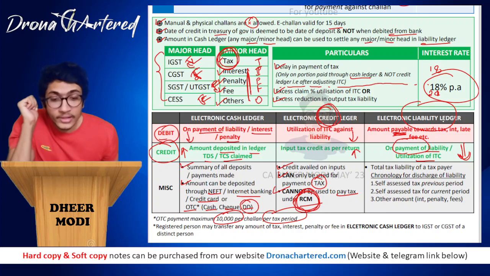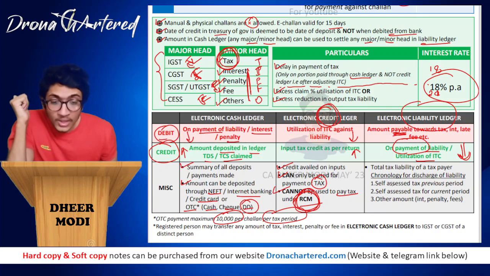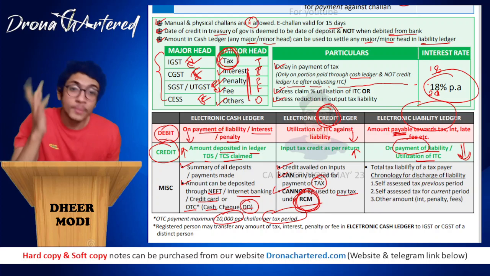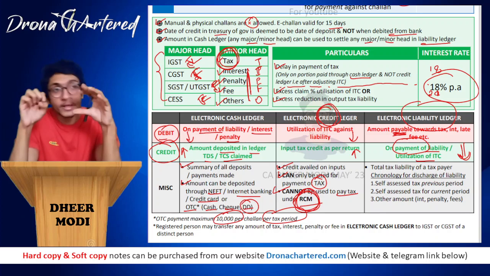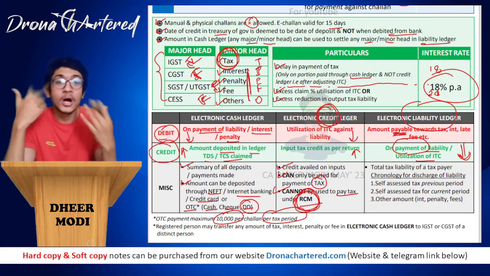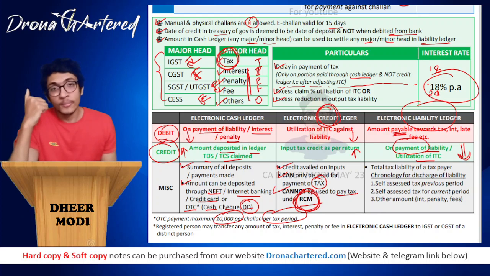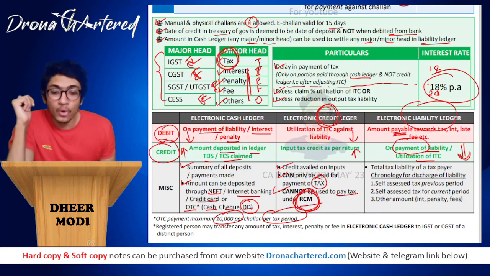And last, under your electronic liability ledger, is the total tax liability of a taxpayer. This shows how much your total liability is. So, the chronology of discharge of liability. For example, your liability is 100 and you paid only 70 rupees. Now this 100 might have some tax, some penalty, some interest. So how will the government treat this 70 rupees that you paid? This 70 rupees you paid towards what? So this is the order of payment.